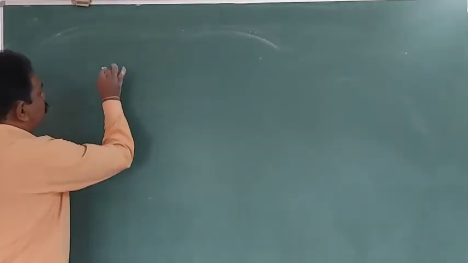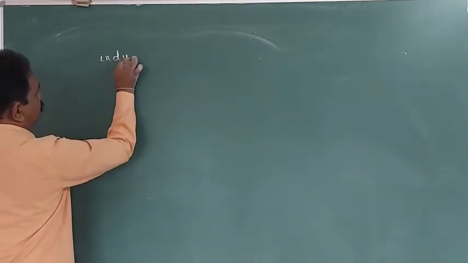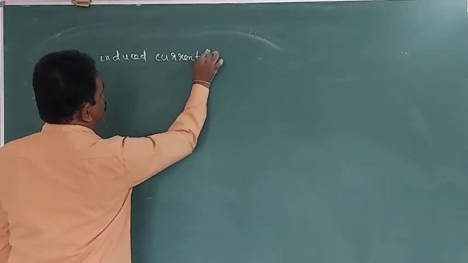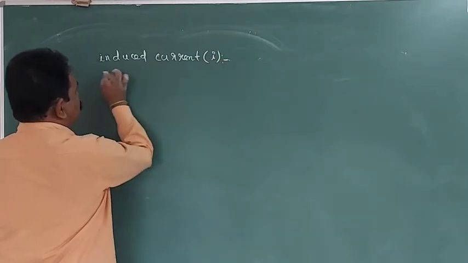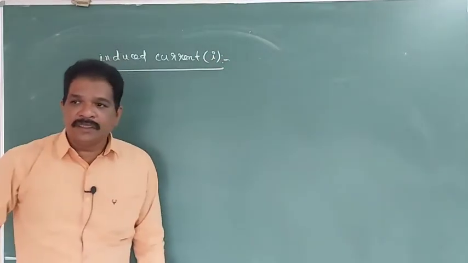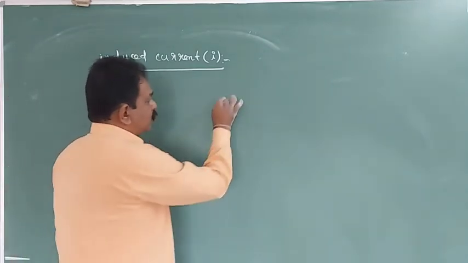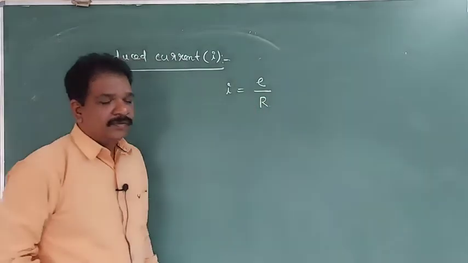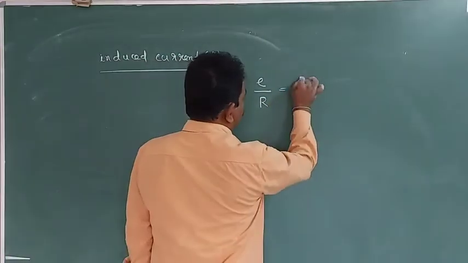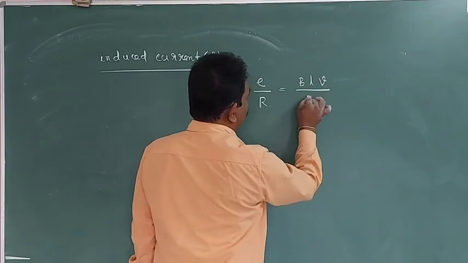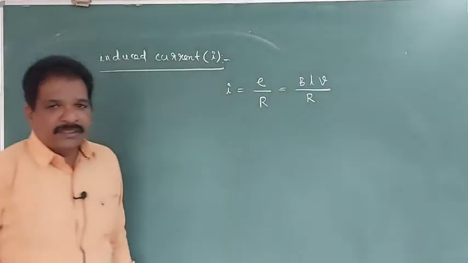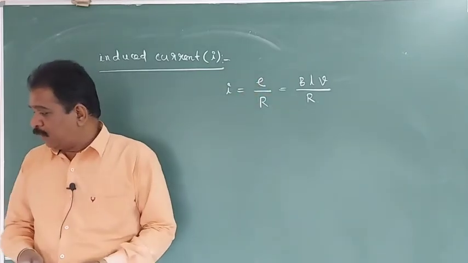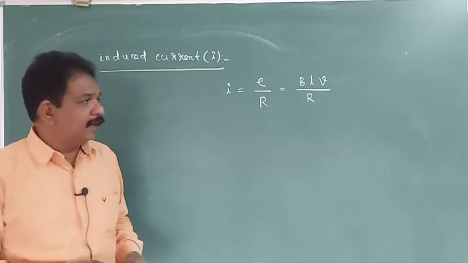So, induced current in the same topic. Induced current. The induced EMF value will be how much? E is equal to BLV. So I is equal to E by R, and E value is BLV by R. I is equal to BLV by R. That is the formula for induced current.